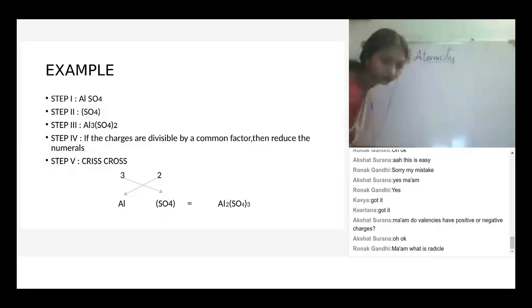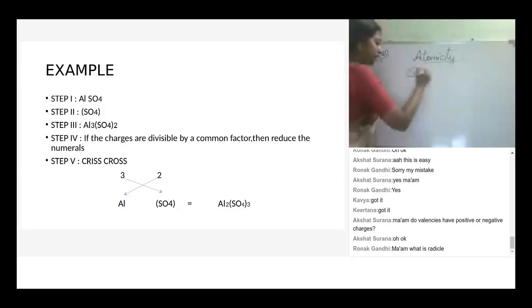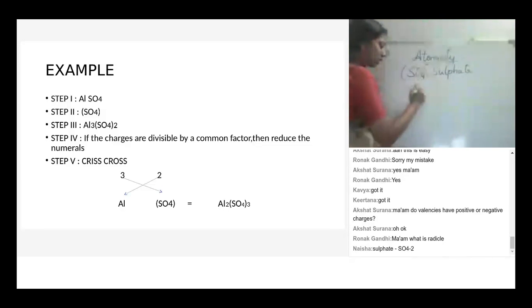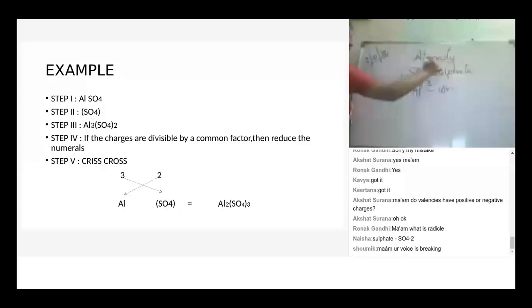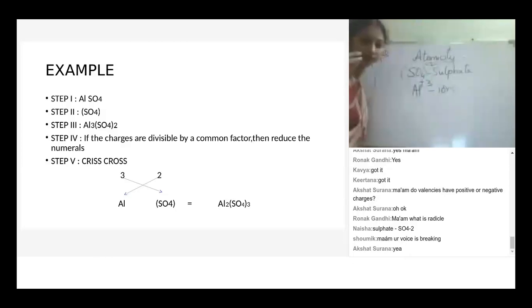For example, a radical is a combination, sulfate. A group of elements forms a radical, and it has a negative charge. Aluminium is an ion, and it has +3. Sulfate has -2. This is a radical: a group of elements connected with a charge. For example, I want to write aluminium. Just listen here.